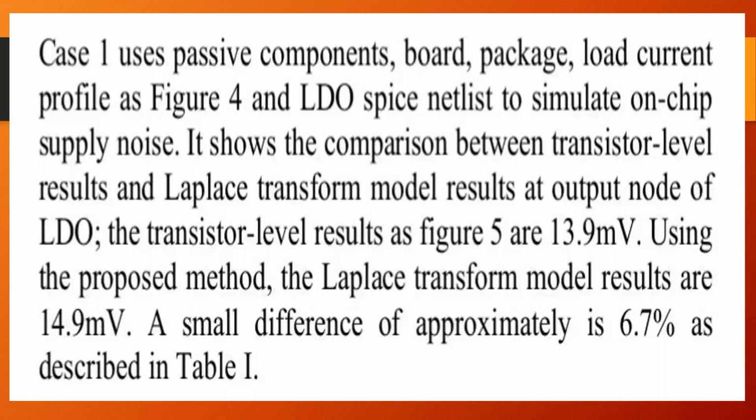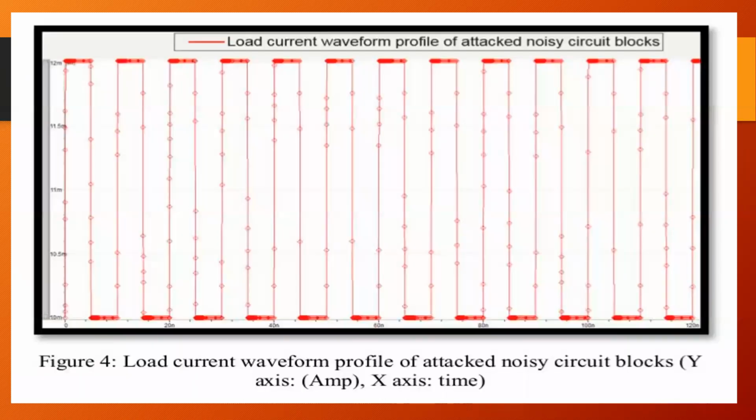Case 1 uses passive components, board, package, load current profile as in figure 4 and LDO SPICE netlist to simulate on-chip supply noise. It shows the comparison between transistor level result and Laplace transform model result at the output node of LDO. The transistor level result, as in figure 5, is 13.9 mV. Using the proposed method, the Laplace transform model result is 14.9 mV. A small difference of approximately 6.7% as described in table 1.